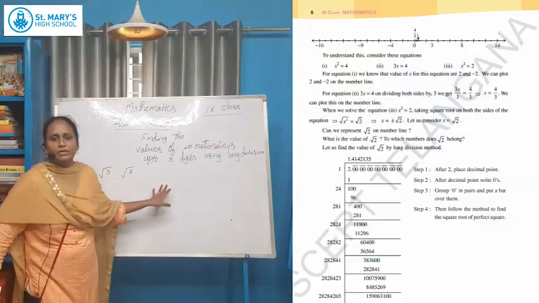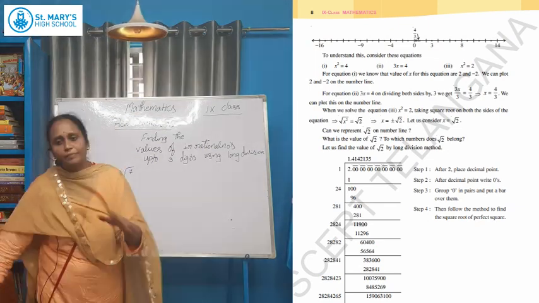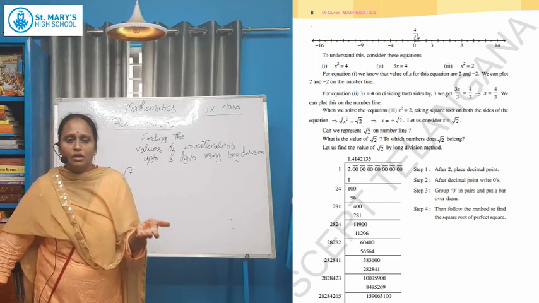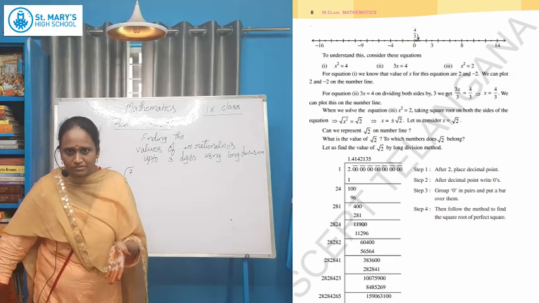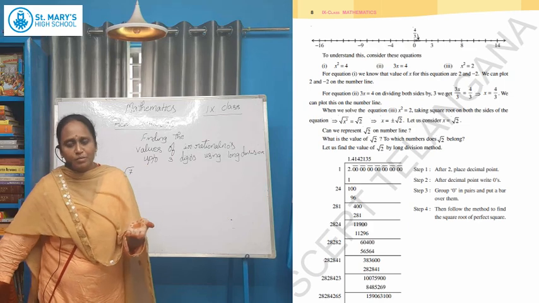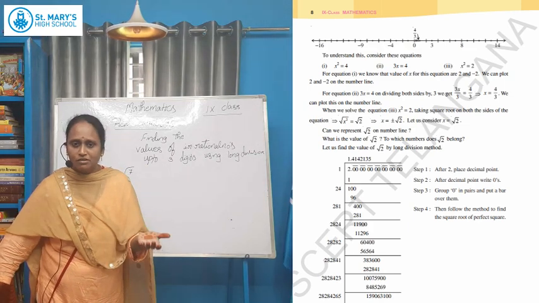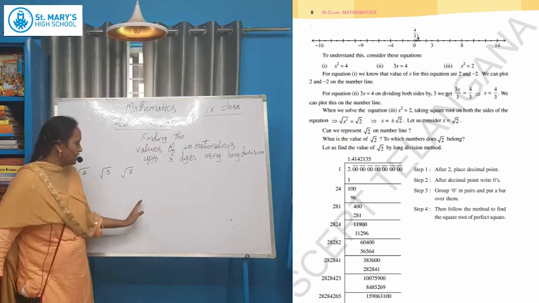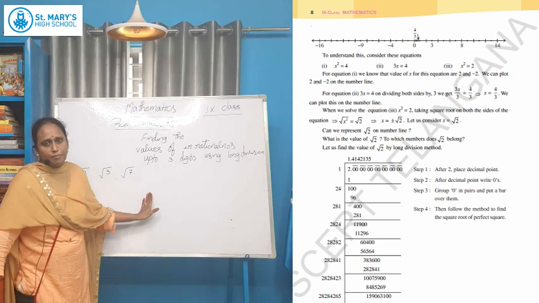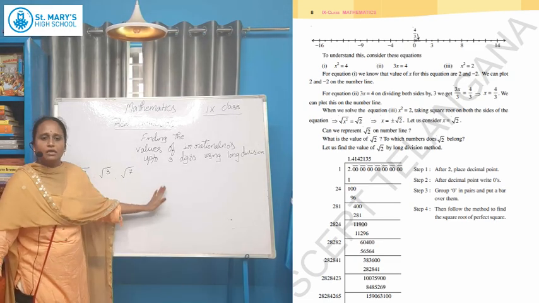In previous classes, we located rational numbers on a number line. Is that so? Yes. Because by doing the division process, we can locate the decimal values on a number line. Otherwise, we can directly locate fractional values on a number line. Now, how can we find irrational number values and locate irrational numbers on a number line? We will discuss that in this class.